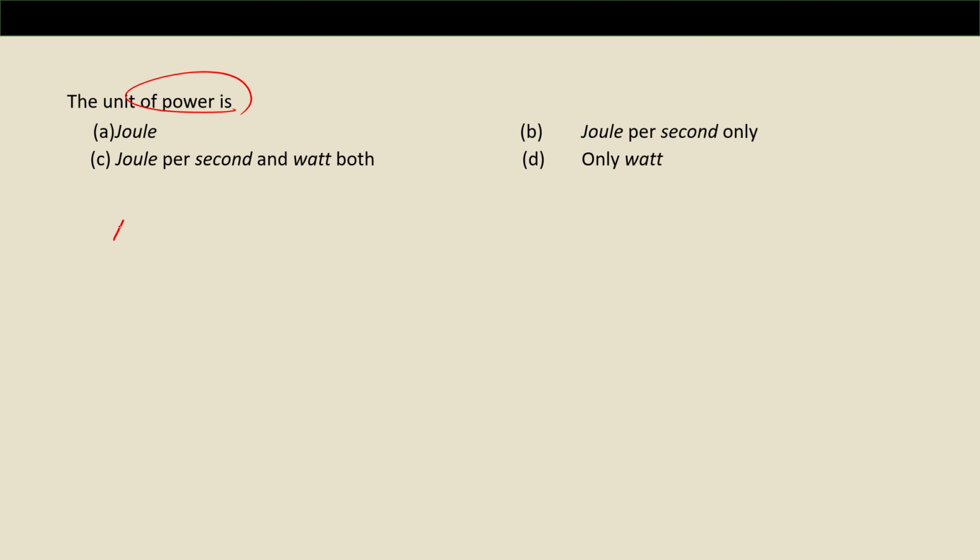Next, the unit of power is. So now we know that power is what? Work upon time. Work done in a particular time. Now work is measured in joule and time is measured in second. So joule per second is the unit of power, and another unit of power is watt. So we can say that joule per second and watt are the units of power.